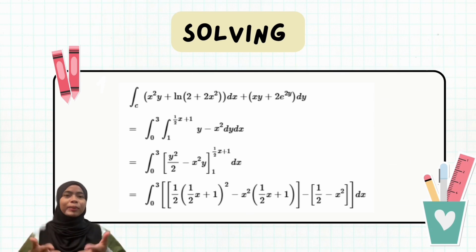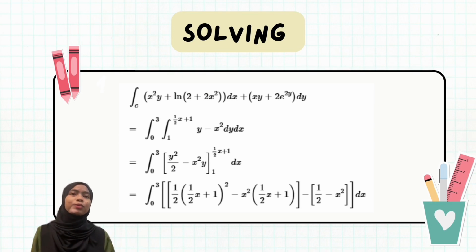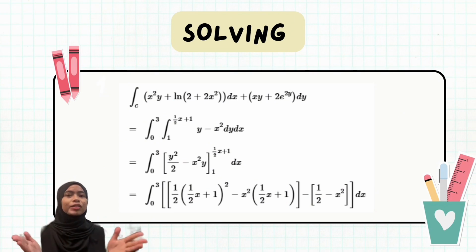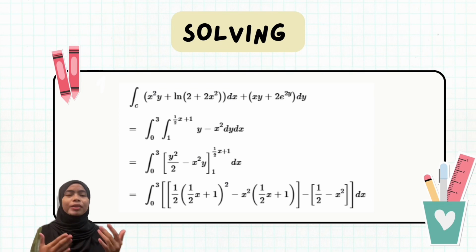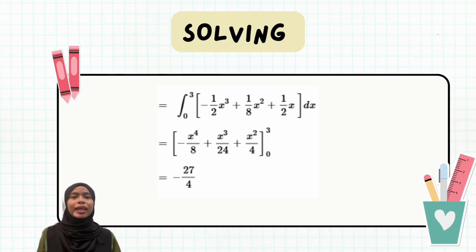Now, we evaluate the double integral over the region where x is from 0 to 3 and y is from 1 until 1 over 2 x plus 1. As you can see on the slide, we set up the integral using Green's theorem by inserting the function Qx minus Py with the limits of x and y. Then, we evaluate the integral step by step, simplifying and integrating the function. In the end, we get negative 27 over 4 as our final answer.